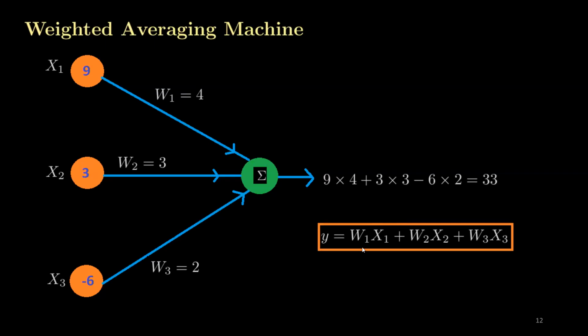So if we put these values here, we have X1 as 9 and W1 as 4. So this is our first product, this is our second, this is the third, and here we get the addition from the perceptron, and we get 33. So we can see that we can do a lot of things with the help of a single perceptron.